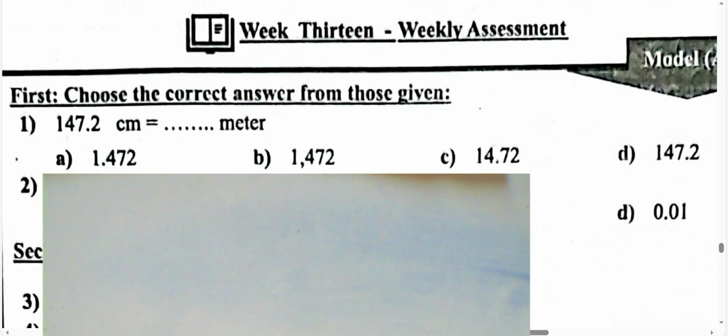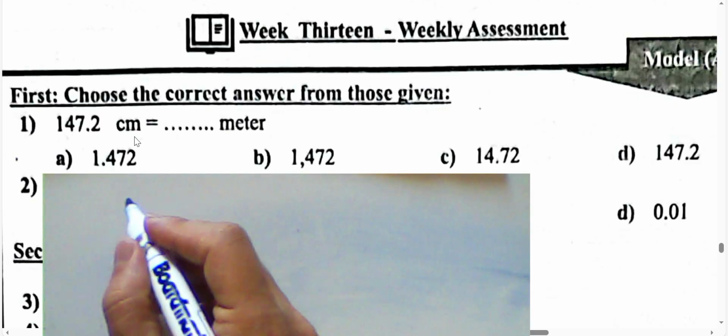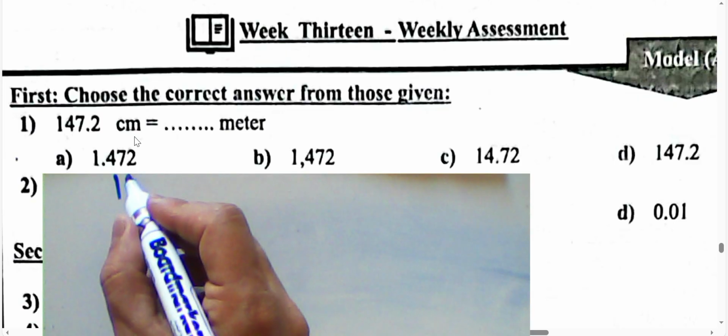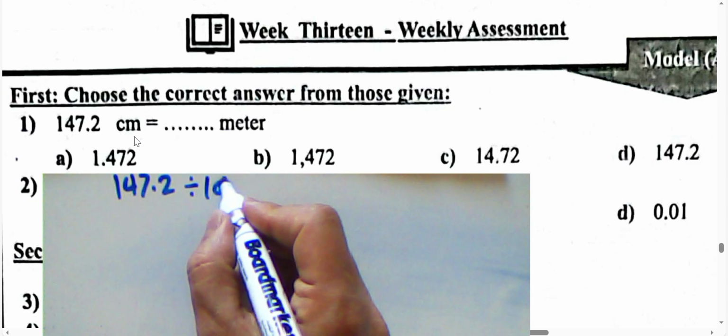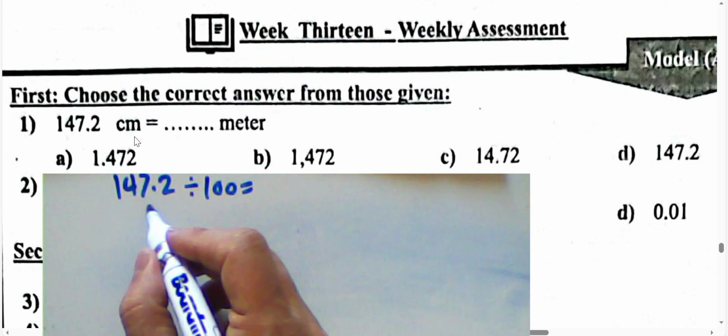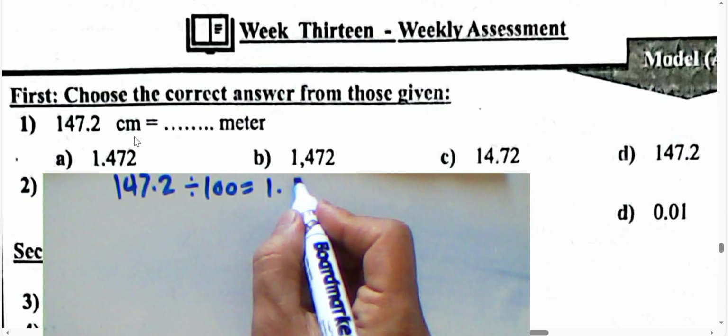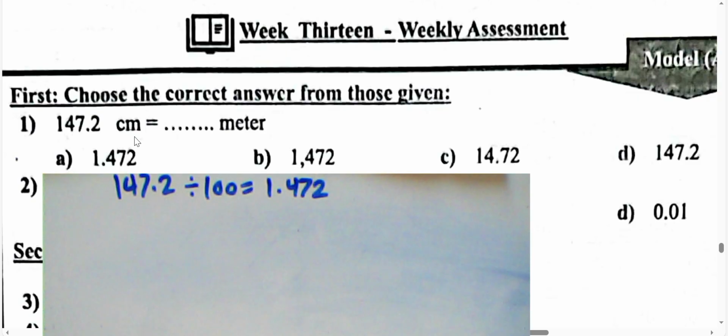Number 1, 147 and 2 tenths centimeter equivalent to meter. You must divide it by 100. Convert from centimeter to meter because 1 meter equals 100 centimeter. Then write 147 and 2 tenths divided by 100. Move the point left hand side by 2 places: 1.472.